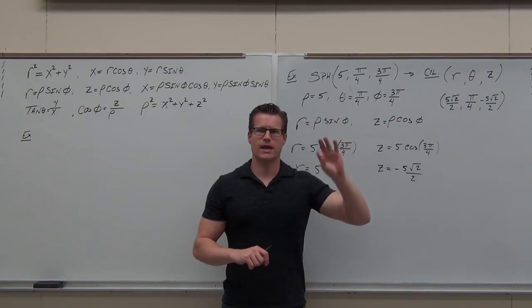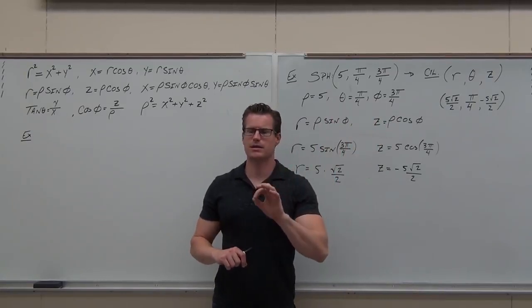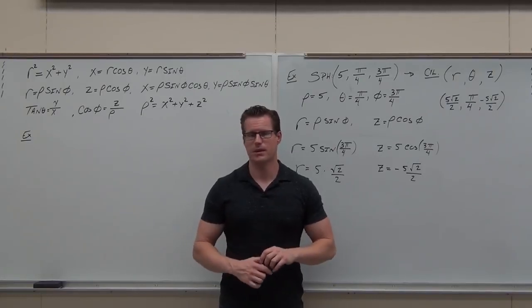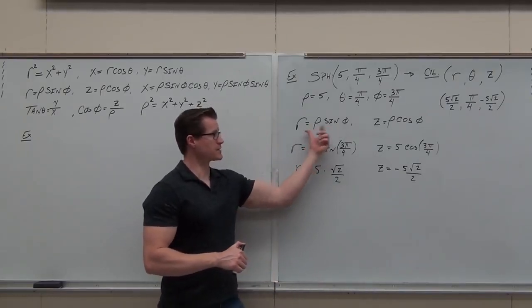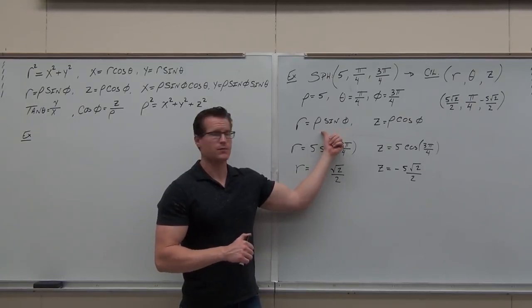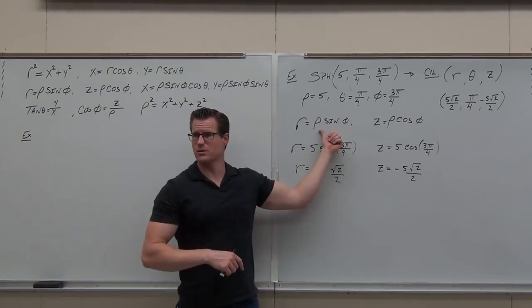Doing this, you cannot possibly get a negative r. You can't possibly get it. And I want to show you why. If you talk about this is how you get r, correct? Please watch carefully. This is how you get r. Rho is always positive. You with me?